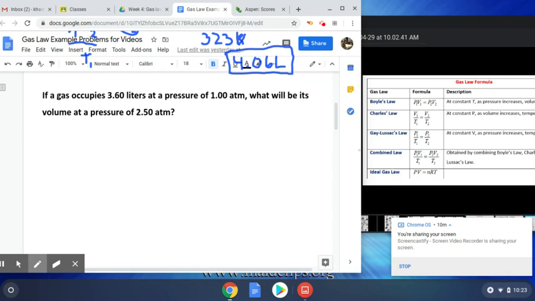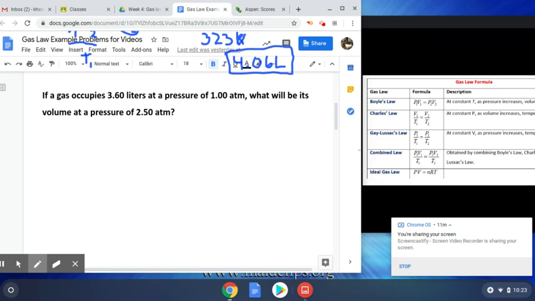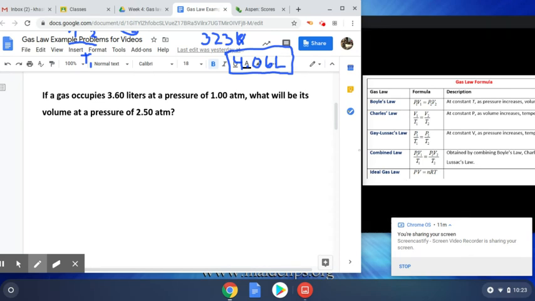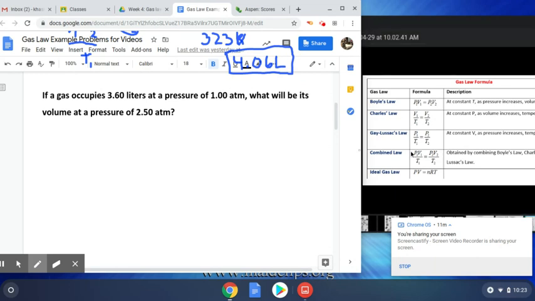So the other thing you want to keep in mind when you're deciding between the five laws is look for moles. If moles is anywhere in the problem, then you use the ideal gas law because it's the only one that has moles. So if moles is in any of your givens or it's what you're looking for, you have to pick the ideal gas law. If there's no mention of moles in the question, then you go for one of the other four.